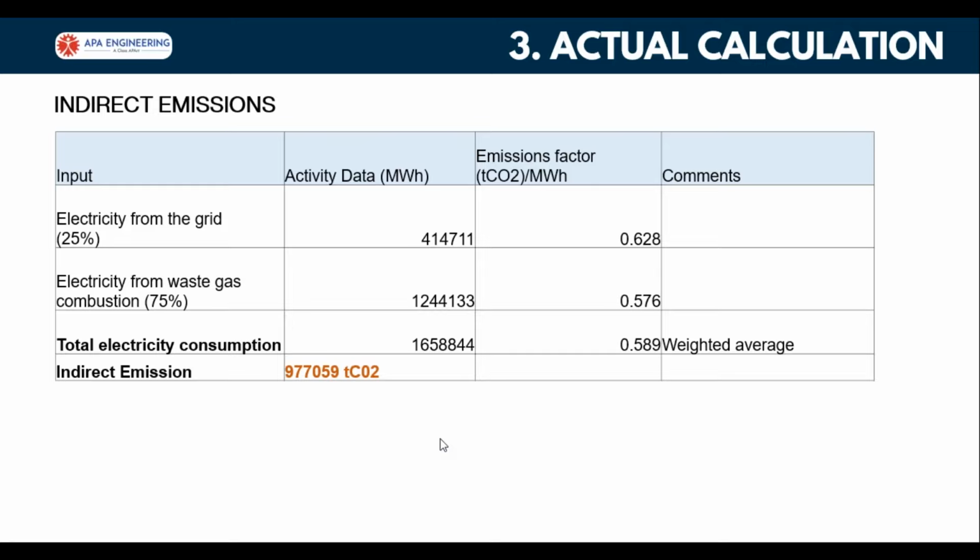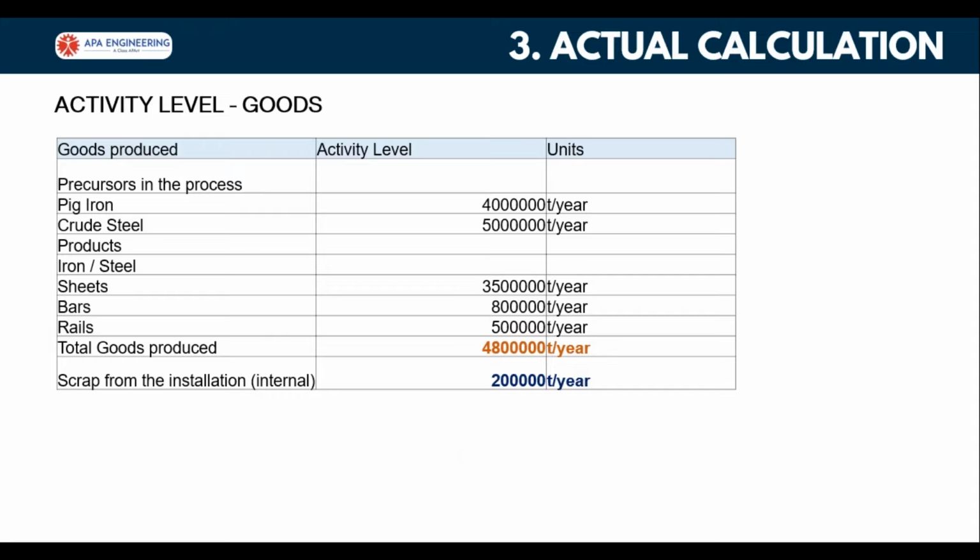So that is our total direct emissions coming out of the production process, and this is the indirect emissions. We are finding out the total indirect emissions through electricity consumption, and then you have to know your yearly volume of goods, the activity level. So you also have to bring in the yearly volume.